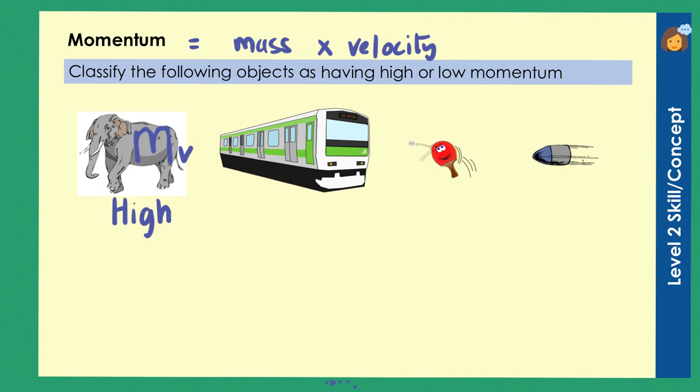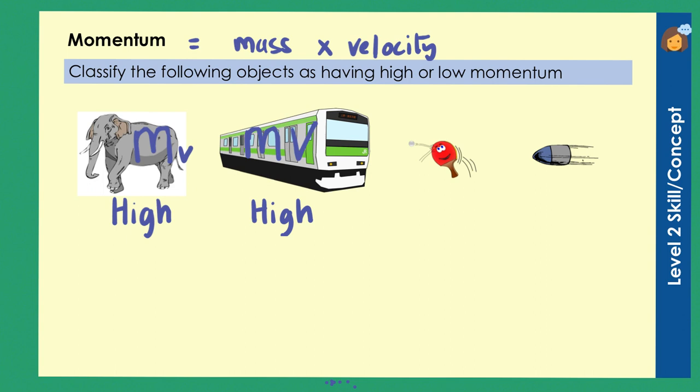Then we look at a fast-moving train. So a train will have very large mass and its velocity would be high. And so that gives a very high momentum, probably higher than the elephant.